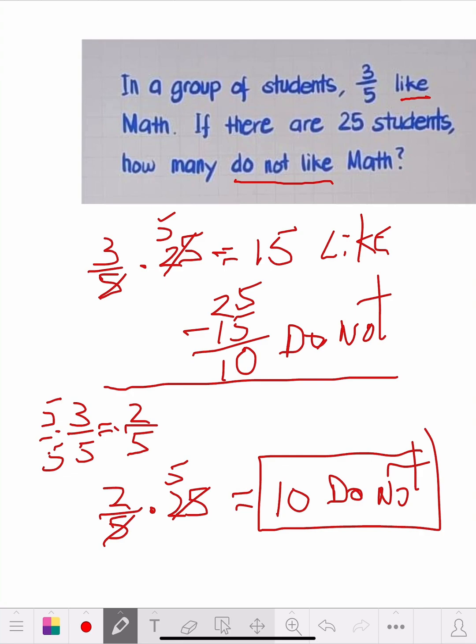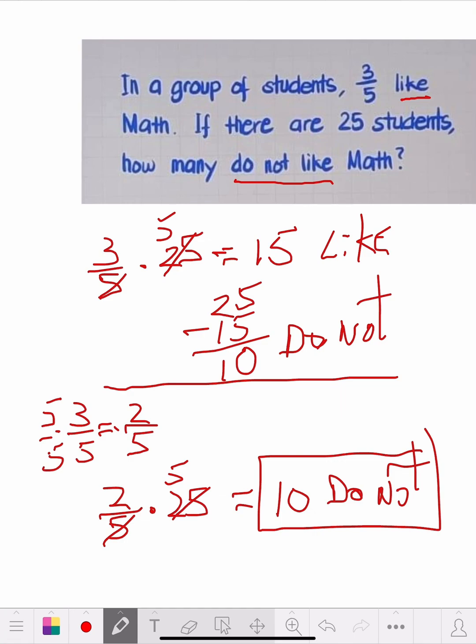And sometimes that's where errors are made. You just subtract wrong, you take 15 off 25, you come out with 15, okay? And that can happen, and I'm sure one of the answers is going to be 15. So that's the way I do it. I just subtract it real quick in my head. I know that 5/5 is the whole class, 3/5, 2/5 do not like math.